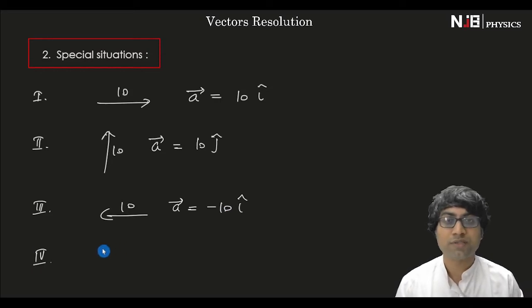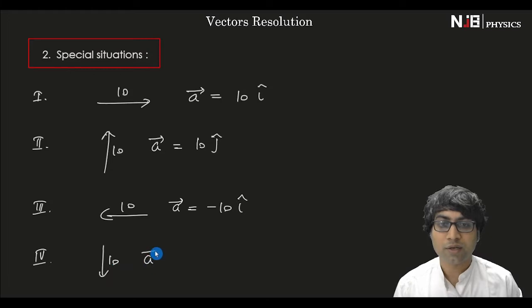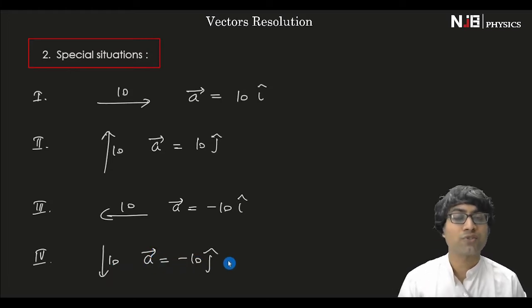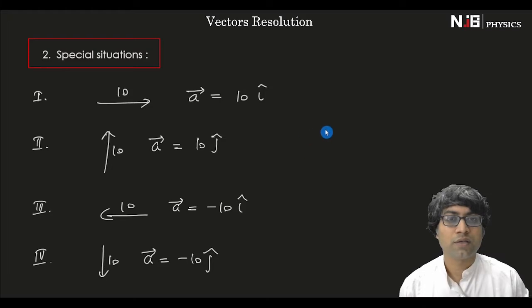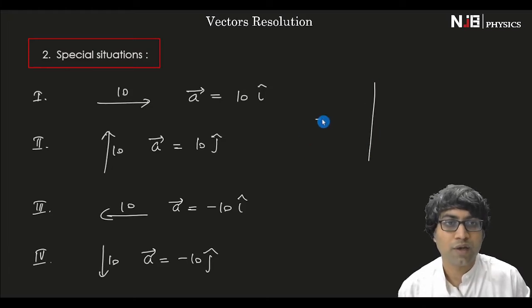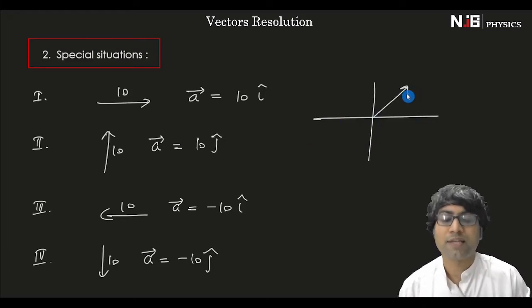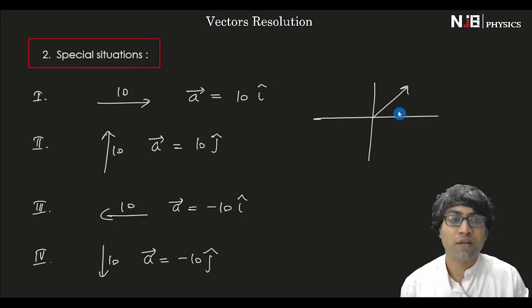And if the situation is such that the vector is completely in the negative y direction, then the vector can be written as minus 10 j cap and no x component will be there because it is completely in the y direction. So apart from these situations, let's say the vector is somewhat like this. That means it is in the first quadrant. Well, if this situation is there, then in this case the x component is going to be positive as well as the y component is going to be positive.